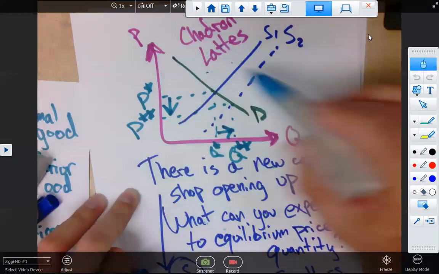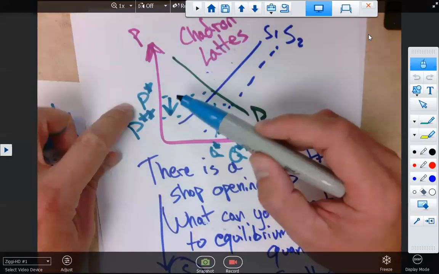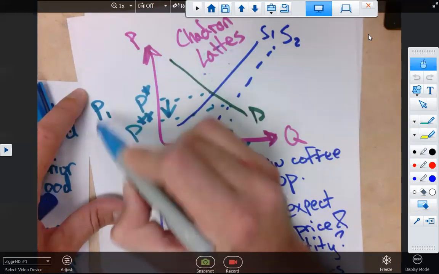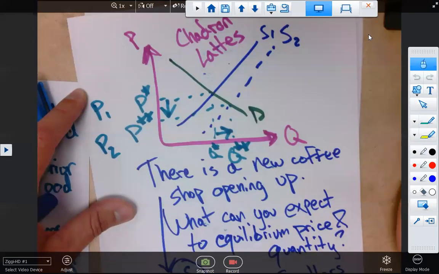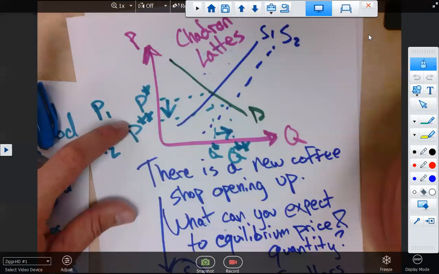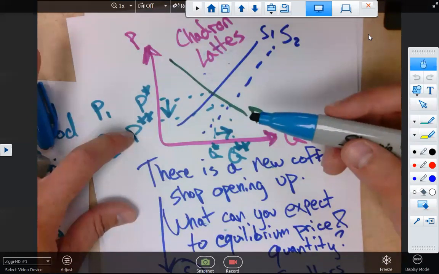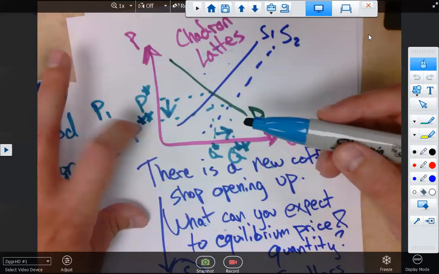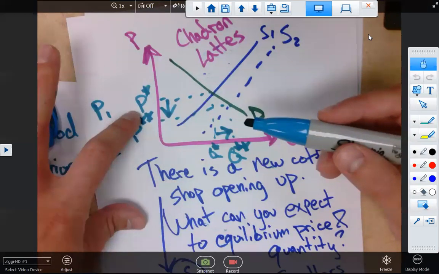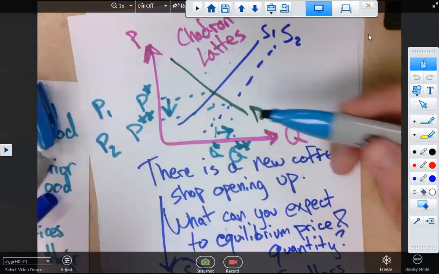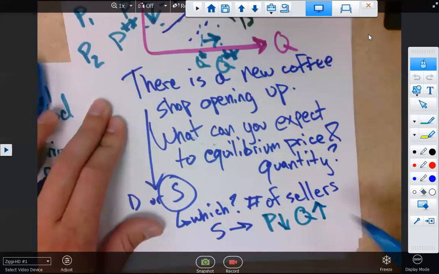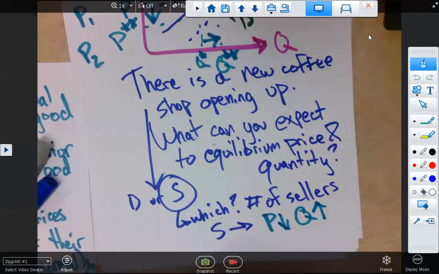And so if you have a shift, you have to label them very clearly, right? How else could you label it? You could say this is P1 and P2 if you want. I like the stars though. The stars really tell us they're equilibriums, not just random amounts. So you either have to label it like that or you have to have an arrow that clearly shows it. I'm doing both right here, but I'm kind of being redundant. You only need one of them to get full credit. And so we know that the price is going to go down and the quantity is going to go up. And that's our answer. Any questions?